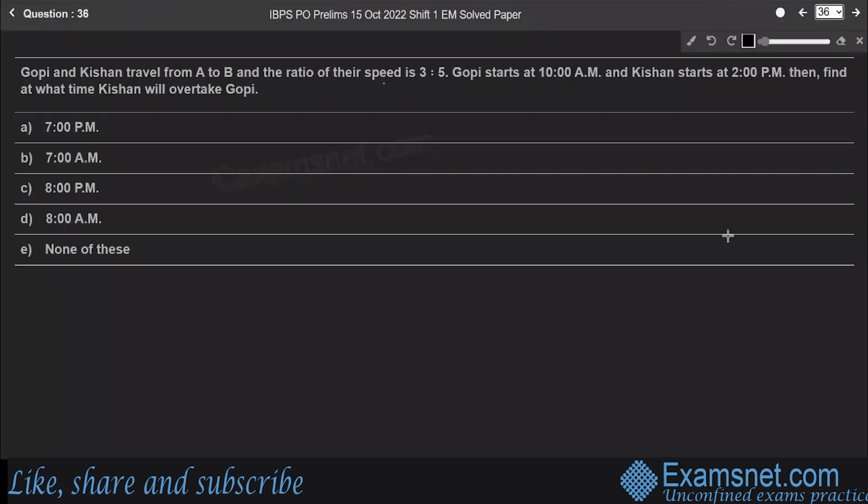Question 36. Gopi and Kishan travel from A to B and the ratio of their speeds is 3:5. Gopi starts at 10 a.m. and Kishan starts at 2 p.m. Then find at what time Kishan will overtake Gopi. Here, Gopi and Kishan travel from A to B. We'll consider two places, A and B. Gopi starts at 10 a.m. and Kishan starts at 2 p.m.